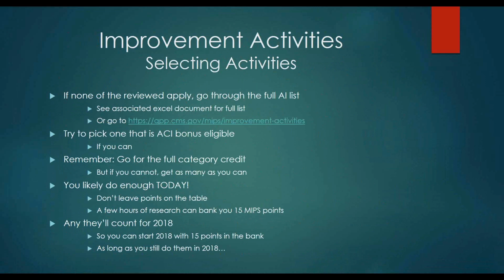So if none of the 6 improvement activities we outlined prior apply to you, or not enough of them, and you're not a PCMH certified practice, how do you go about selecting a different improvement activity? Well, the first step is to go through the full ACI list. You can either go to the qpp.cms.gov website, navigate over to their improvement activities area and take a look at all of them through their website, or you can use the associated Excel document that's going to be published with this presentation.